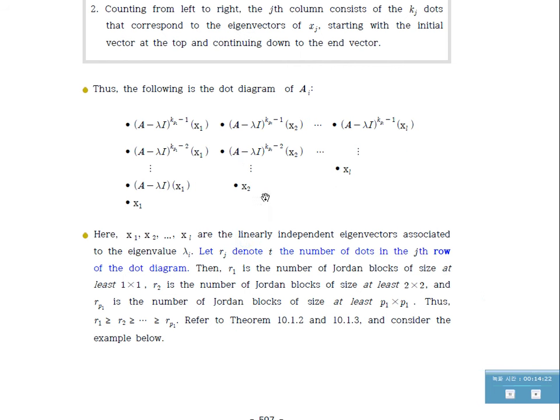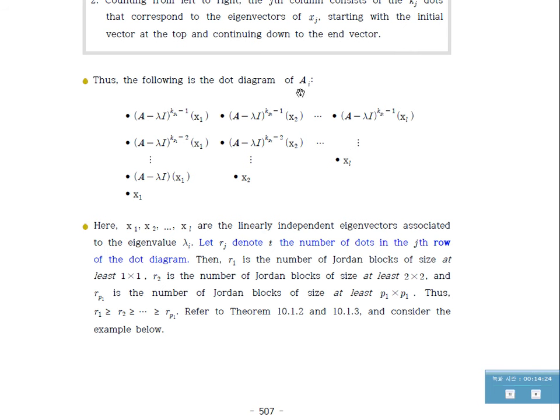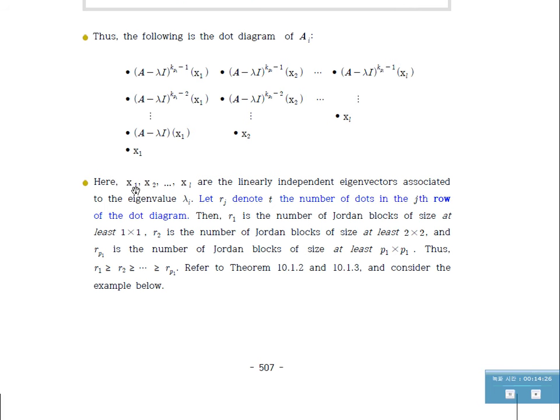So this is the typical form of a dot diagram for lambda i. Here, x1, x2, up to xl are linearly independent eigenvectors associated with the eigenvalue lambda i. And rj denotes the number of dots in the jth row of the dot diagram.